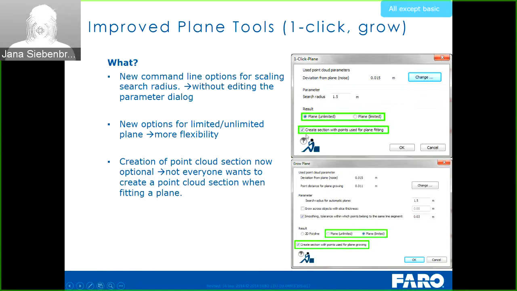Another thing we added is the option to create or not create sections when you use these tools. Previously, we did not have the option. Both tools always created point cloud sections in the section manager, and if you use the tools very often, the section manager could become very crowded. So if you don't want those sections to be created, you can now uncheck this option, and your section manager will stay clean and uncrowded.